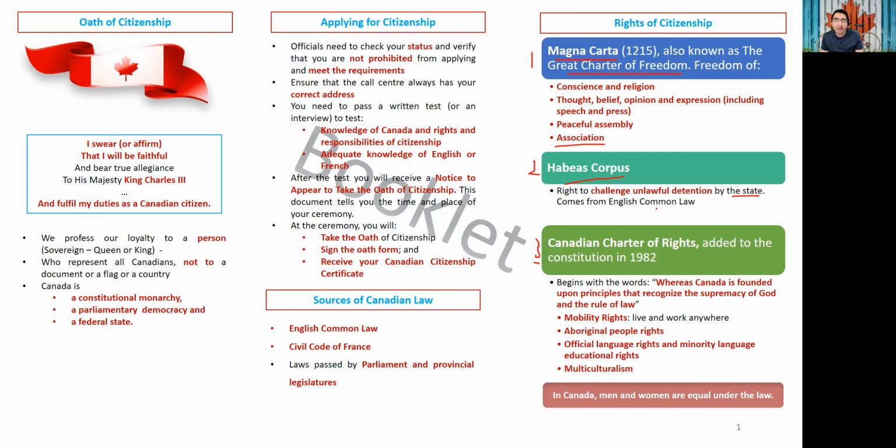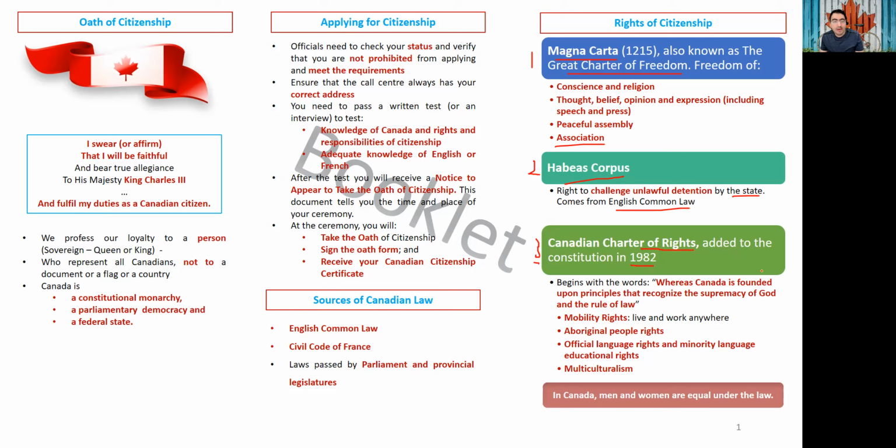Okay, and this is also coming from the English common law. Again, after the people in Canada built their country and settled in Canada, they found that they needed to add some more rights, which are Canadian rights in a Canadian document called the Canadian Charter of Rights. This was added to the Canadian Constitution in 1982.